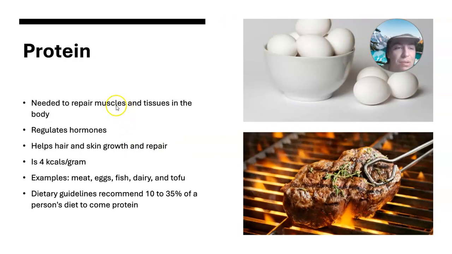Okay, the next one up is protein. It is needed in the body to repair muscles and tissues. It also helps regulate hormones. It helps hair and skin growth and repair. It is 4 kcals per gram. Examples would be meat such as steak and eggs, such as the top picture provided, fish, dairy, tofu. Dietary guidelines recommend about 10 to 35% of a person's diet to come from protein.